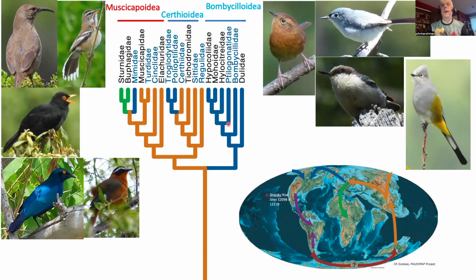And finally, Bombycilloidea. This is a bombycilloid, a silky flycatcher. We have two species of Bombycilloidea here in North America. Well, three, I guess, if you count the two waxwings. And then there are four species of silky flycatchers, of which here in the US we have one.